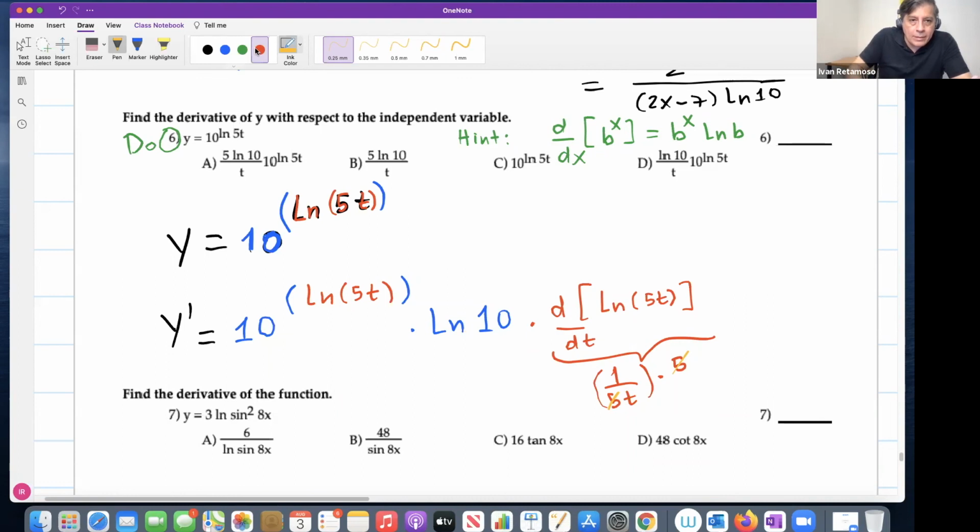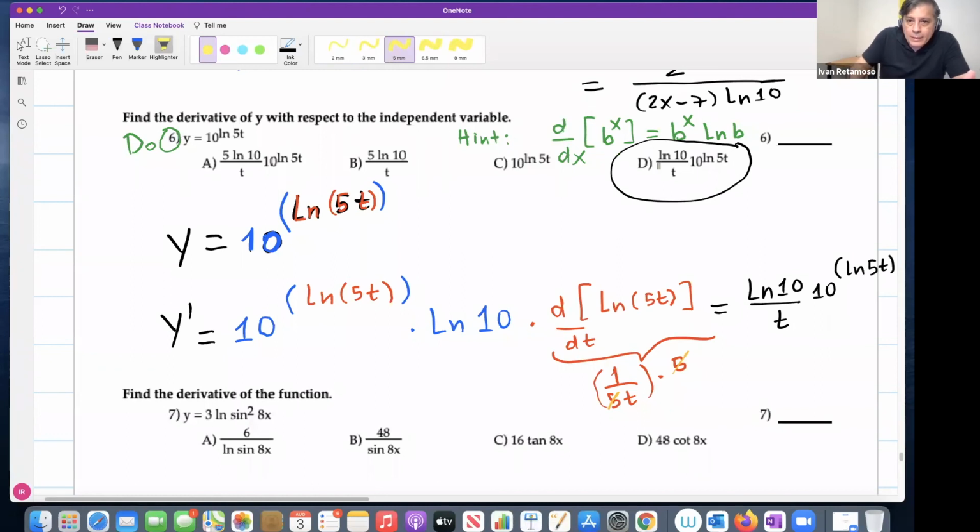So conclusion here, they should be equal to natural log of 10, I'm going to write it up front, divided by t in the bottom, multiply by this whole thing, right? 10 raised to natural log of 5t, right? You see it here on the top. For this, the answer for number 6 should be the last one.